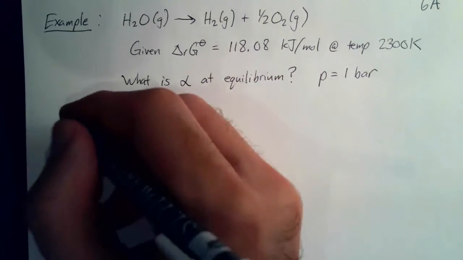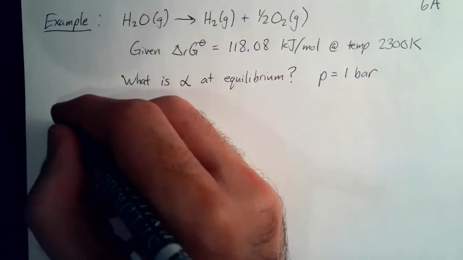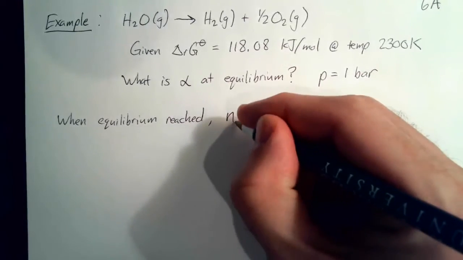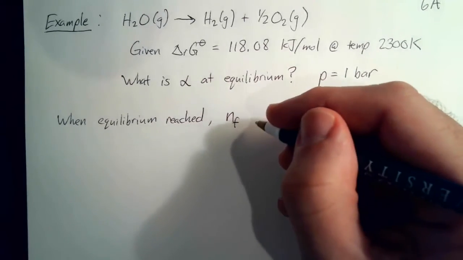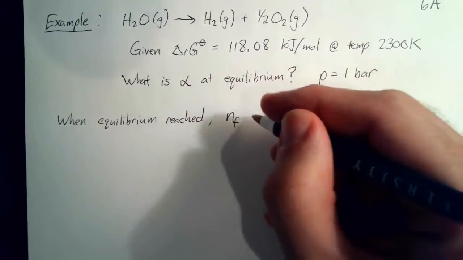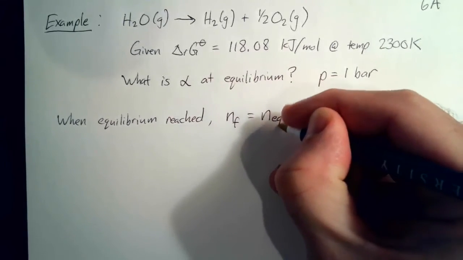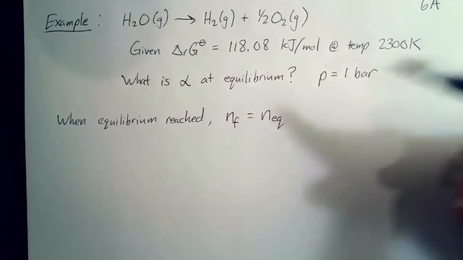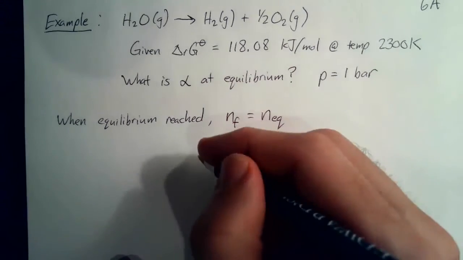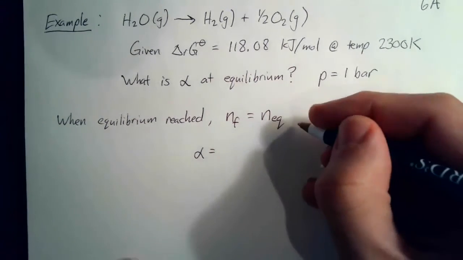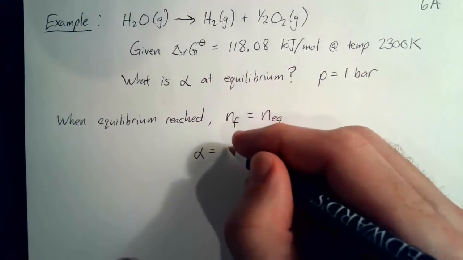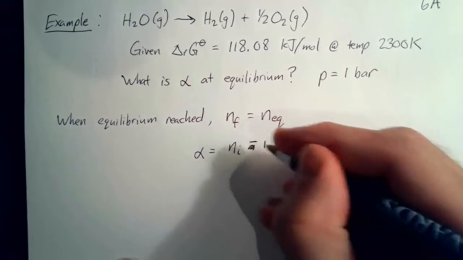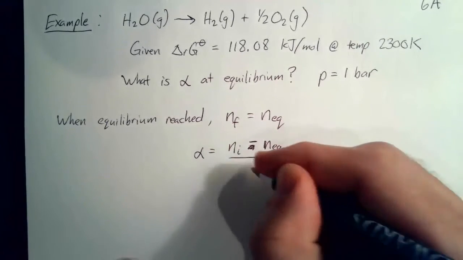All right, so since we're going to equilibrium, then when equilibrium is reached, the number of moles final, as we had it written in the formula for alpha, is going to be the equilibrium value. Since we're going all the way to equilibrium, the final value will be the equilibrium value. So that means alpha, and I'll leave it in initial unchanged, looks like the initial minus the equilibrium value over the initial value.